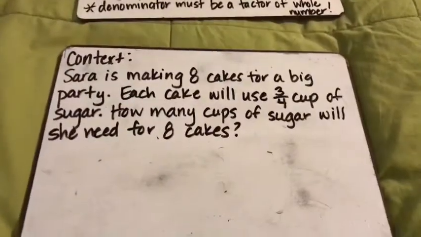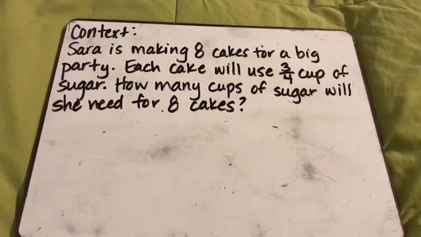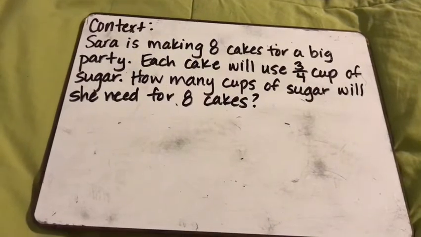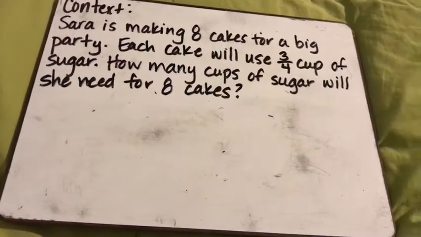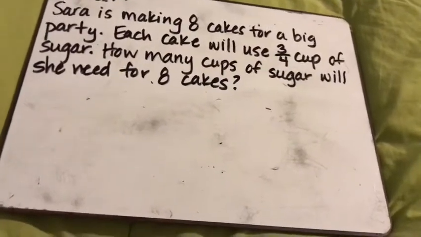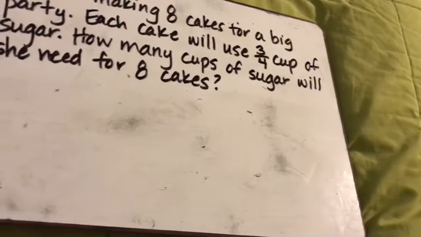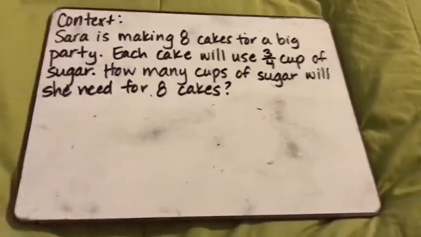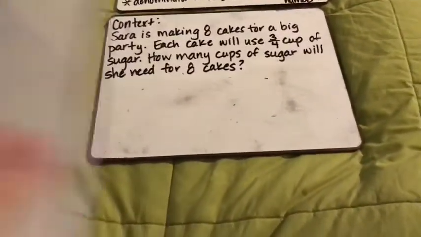All right, so let's take a look at this context. So this context is saying that Sarah is making 8 cakes for a big party. Each cake will use 3/4 cup of sugar. How many cups of sugar will she need for 8 cakes? Again, this context is going to provide some relevance for the students to solve the problem. They'll be able to think about, oh, now I can see when I would use math like this in my real life. If I was thinking about cooking or catering, I would definitely need to use fractions for something like this.